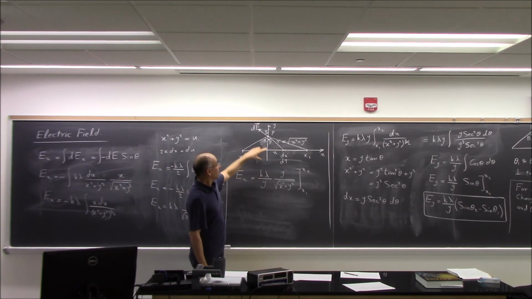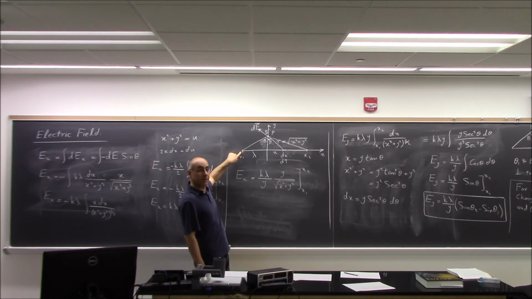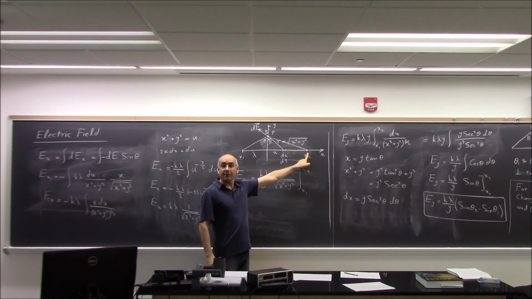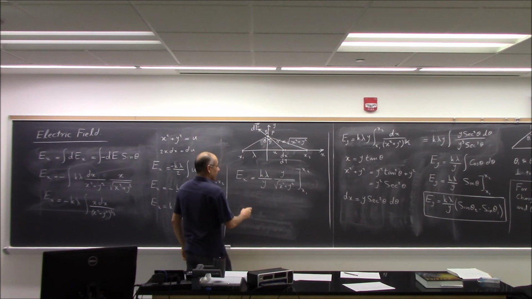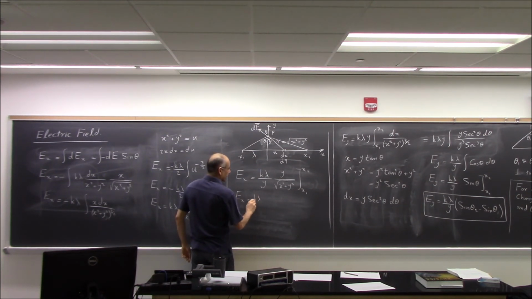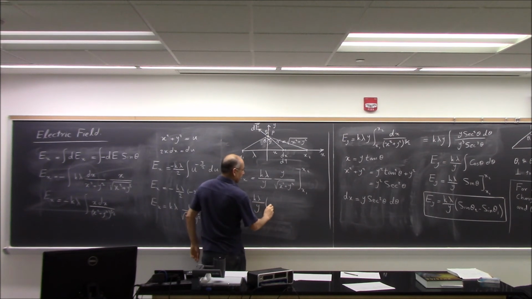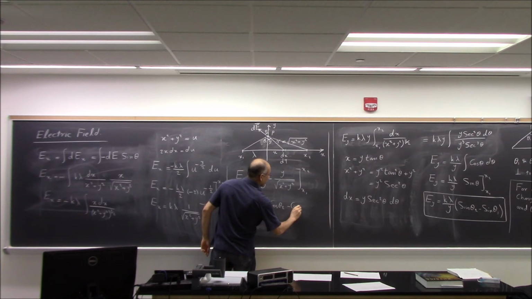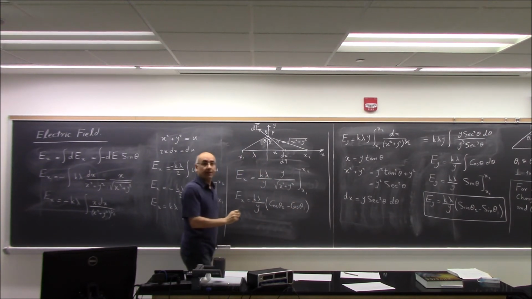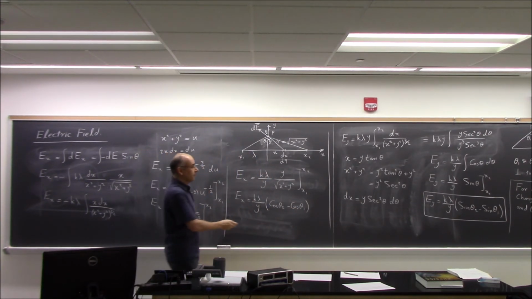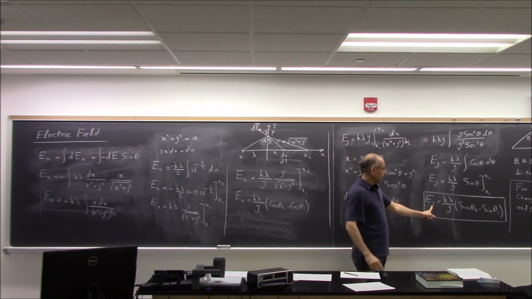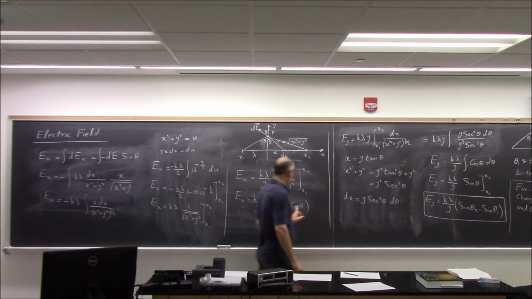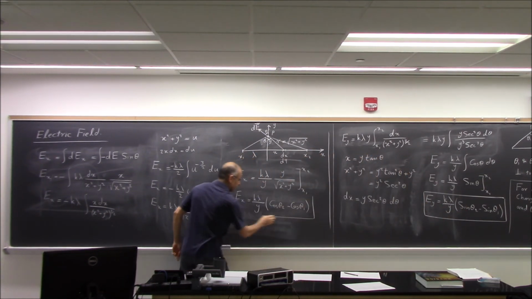So it will be this y over r when x is x1, and y over r when x is equal to x2. So Ex will be k lambda over y, cosine theta 2 minus cosine theta 1. Again, for the y component it is with sine, the x component is with cosine, and they are the same shape.